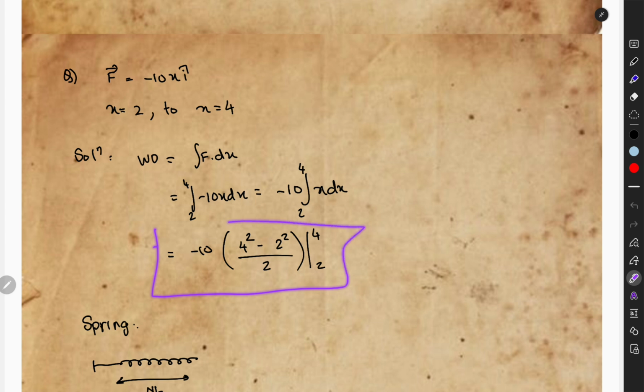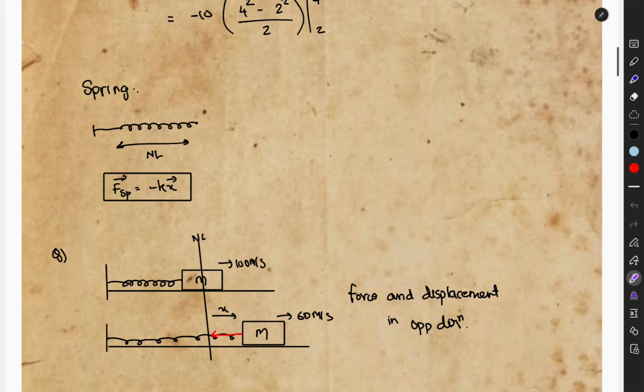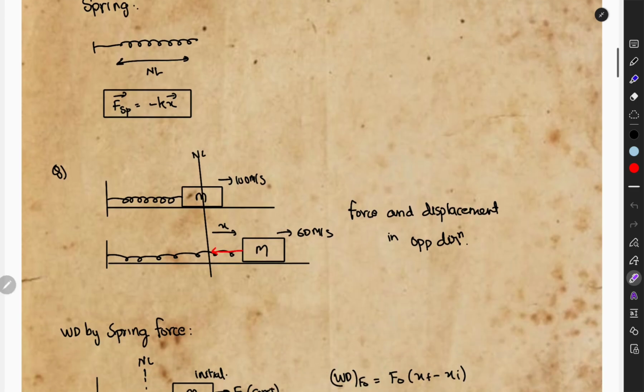So this is the case of, let's say, spring force, because the next topic is spring force. Let's say the spring is there and it is at natural length. If it is extended, we know that the spring force will be equal to minus spring constant multiplied by the extension, right? So force and displacement are in opposite directions. Whenever the spring is pulled, the displacement will be in this direction and the force will be in this direction. Do you agree with this?